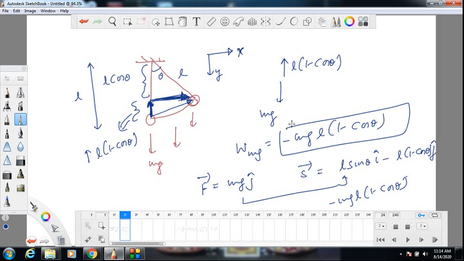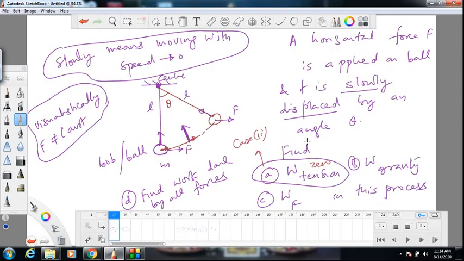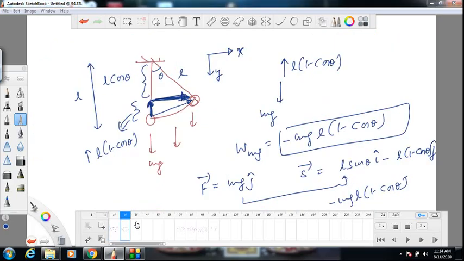So this is case 1. If you see, both cases are covered now. Case 2 is covered in a bit. Work done by tension is 0 because it is always perpendicular to the infinitesimal displacement. And work done by gravity is, not 0, work done by gravity is minus mgL into (1 minus cos theta), by using F dot s.